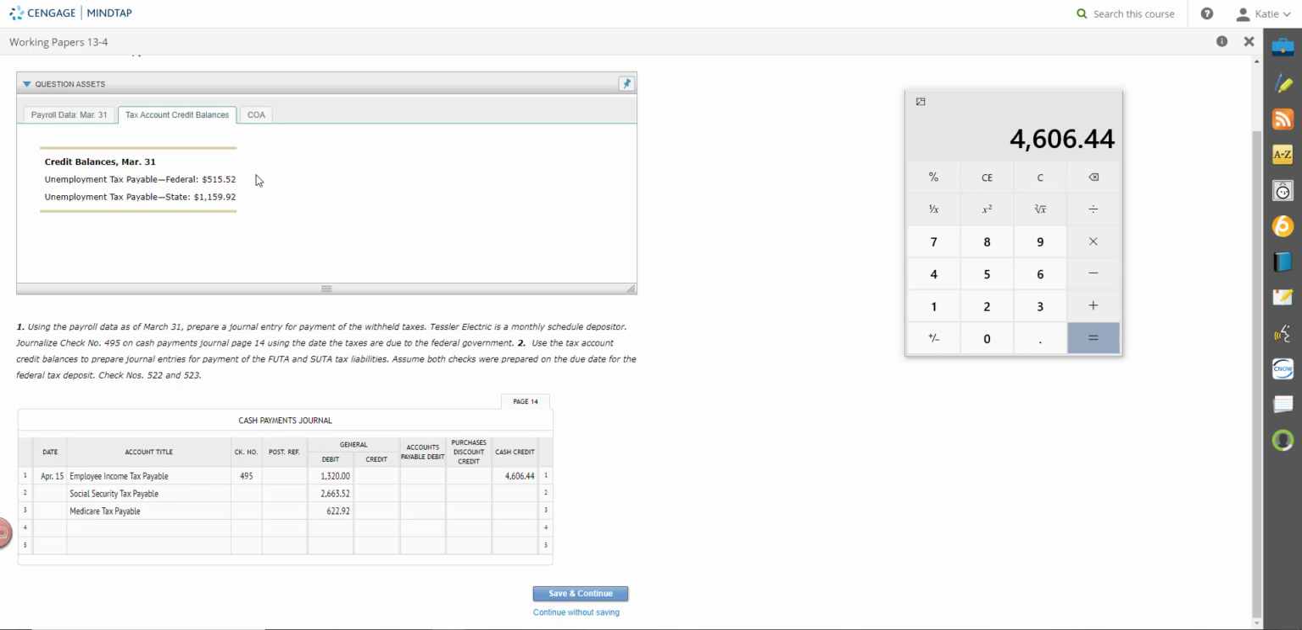Our taxes must be paid by the end of the month following that first pay period. So April is the month following, and the last day of the month is going to be April 30th. So I'm going to go ahead and prepare my federal tax first. So I'm going to put in here the date of the 30th, and I'm going to be paying unemployment tax payable federal. And then this is going to be check 522.